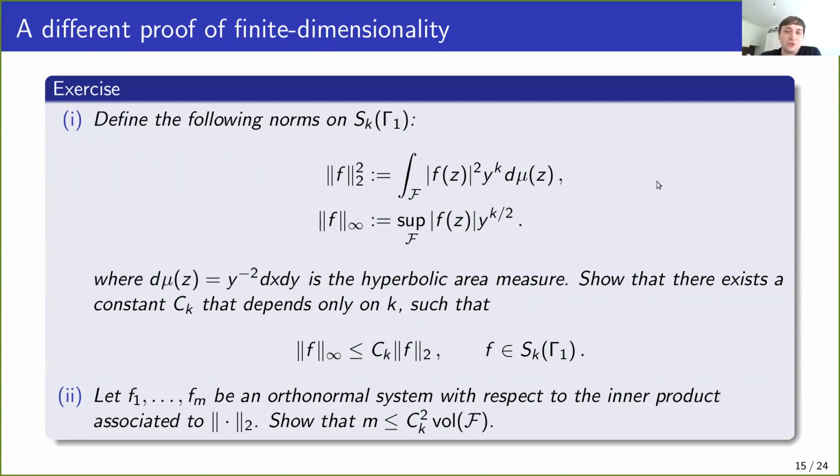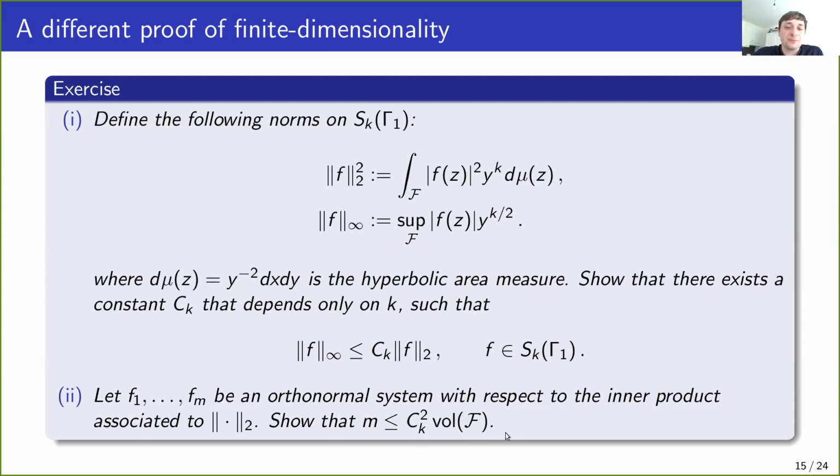And one can actually show, using the fact that f is a modular form, or more precisely that it's a cusp form, that the L infinity norm is bounded by some constant times the L2 norm. And whenever you have such a situation for a function space, you can actually prove that it's finite dimensional. There's something more general, but in particular, in this case, if you take an orthonormal system, you can prove that the number of elements in it is bounded by some constant, which only depends on the volume of the fundamental domain and on this constant c_k. Okay, so this gives a different proof that the space is finite dimensional.